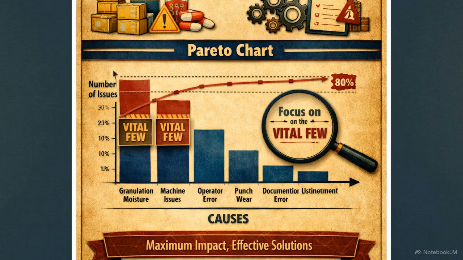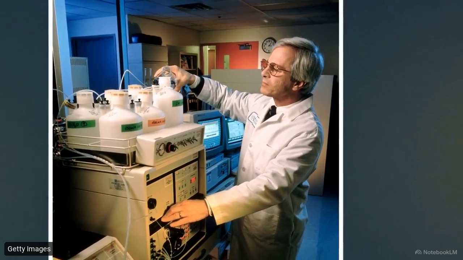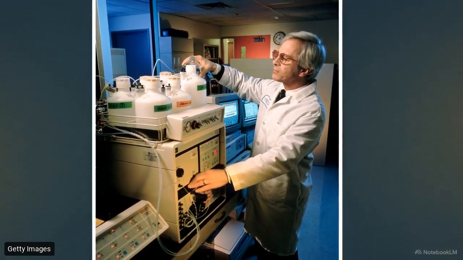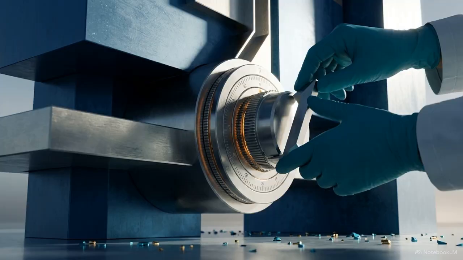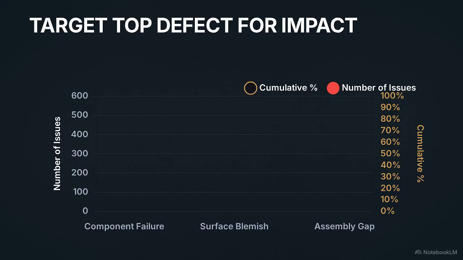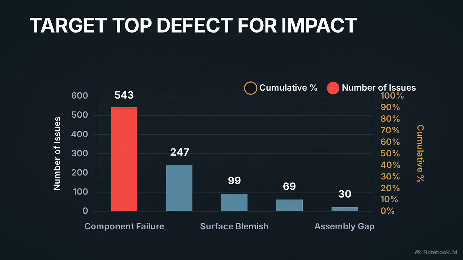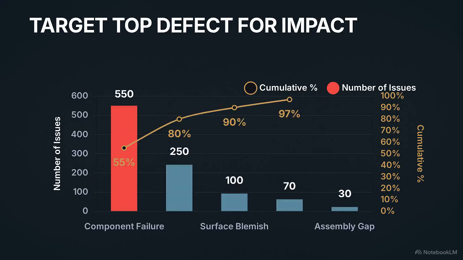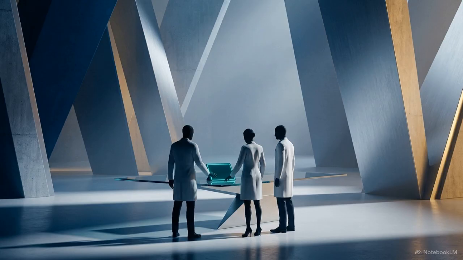This mathematically confirms that granulation moisture, machine issues, and operator error are your vital few. Rather than trying to fix everything at once, the quality team now knows exactly where to direct their efforts. Updating the drying processes or calibrating those specific machines will resolve the vast majority of the site's deviations. By mastering this dual-axis chart, you move away from guessing and prove with data exactly which interventions will yield the highest results. Pareto analysis provides immediate visual clarity, helping cross-functional teams reach consensus and allocate their resources efficiently.